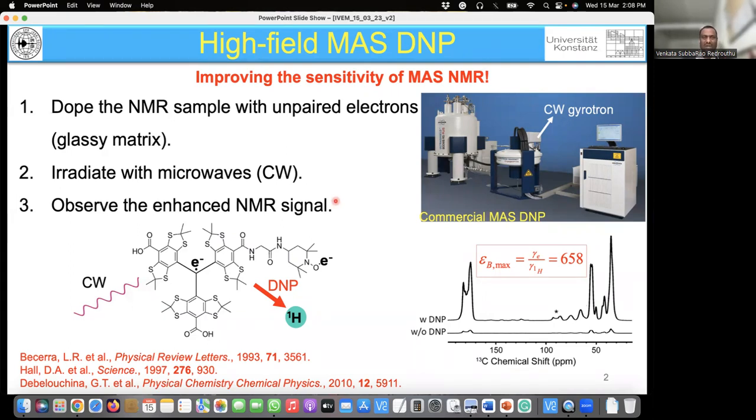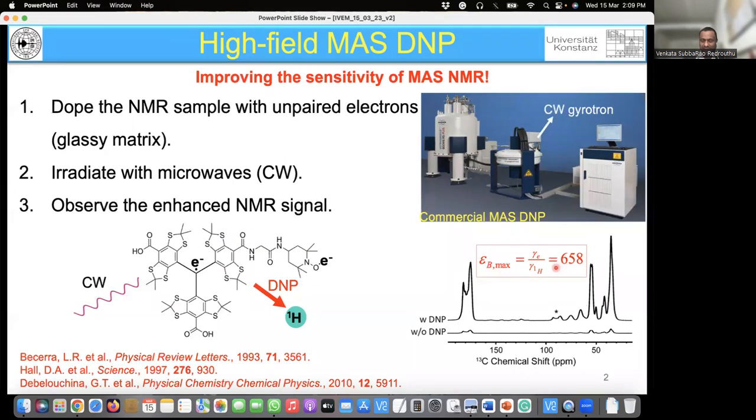DNP is all about improving the sensitivity of mass NMR by transferring the polarization from electron to proton. To do DNP, we usually dope the NMR sample with unpaired electrons, and then we irradiate the electrons using microwave. Then we see the polarization transfer from electron to proton, and we finally observe the enhanced NMR signals. This method is well established, and we have commercially available mass DNP setups from Bruker and other companies. By doing DNP, you typically gain enhancement factors around 658, that is the ratio of their gyromagnetic ratios.